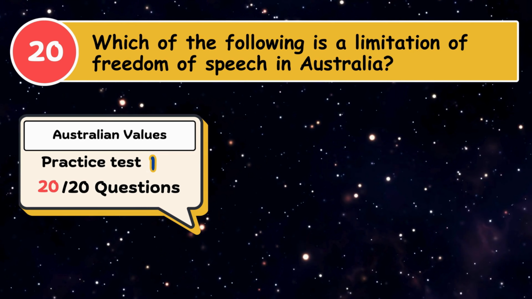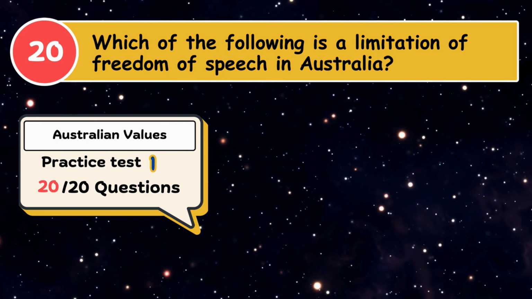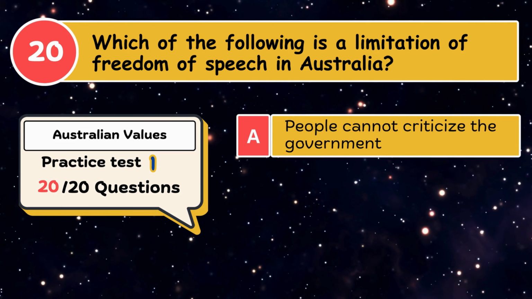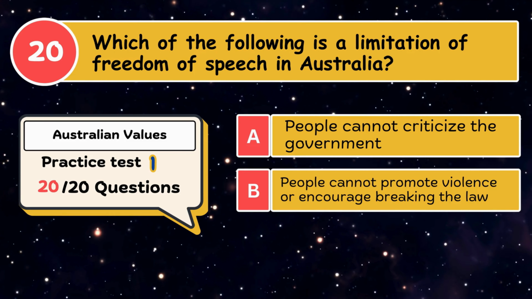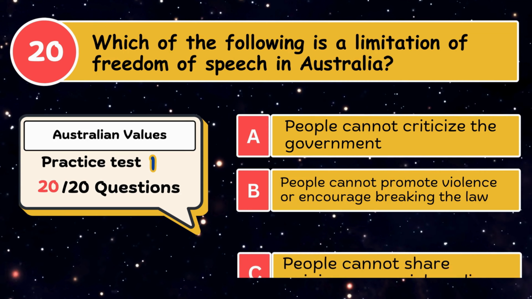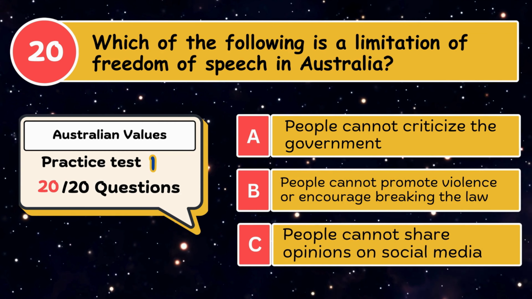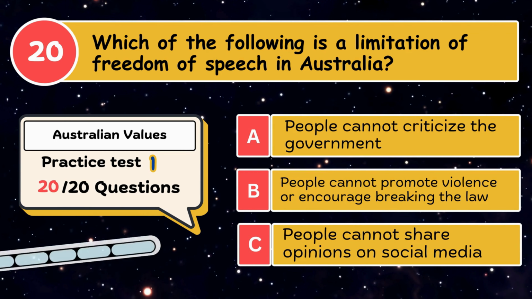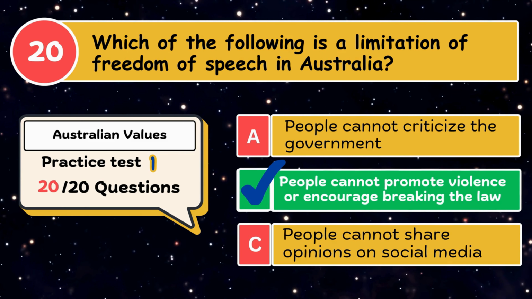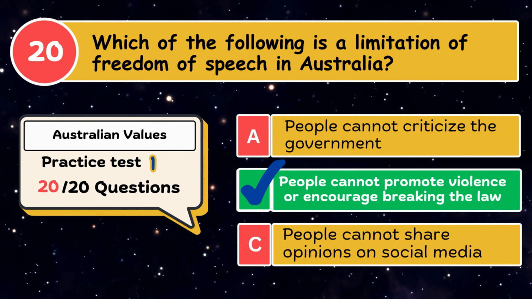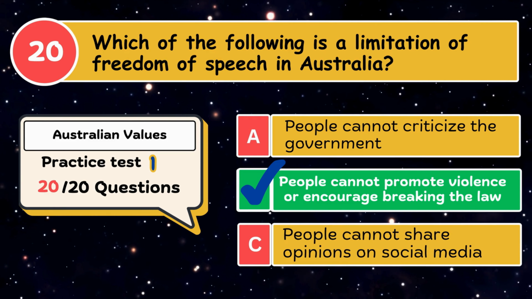Which of the following is a limitation of freedom of speech in Australia? A. People cannot criticize the government. B. People cannot promote violence or encourage breaking the law. C. People cannot share opinions on social media. The correct answer is people cannot promote violence or encourage breaking the law.